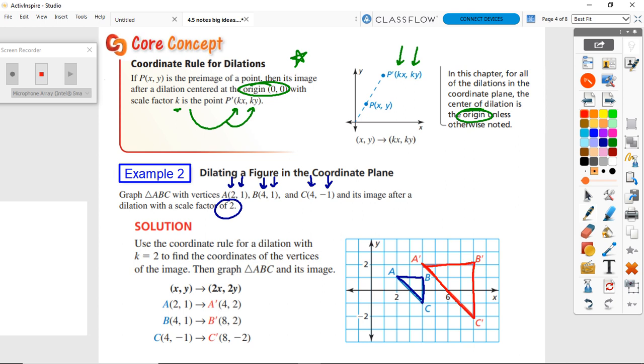So our new image is A prime, B prime, C prime. So 2, 1 turns into 4, 2. 4, 1 turns into 8, 2. And 4, negative 1 turns into 8, negative 2. So with respect to the origin, you can kind of see what's happened here. A was there. A prime goes twice as far away. B prime, C prime in that same direction. Right? So that's an example of an enlargement.